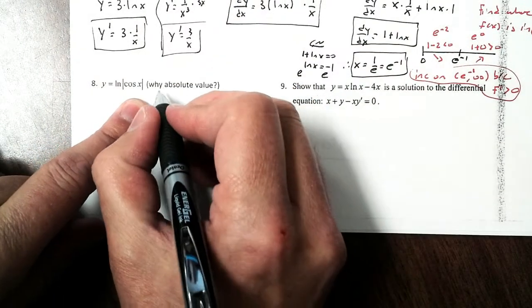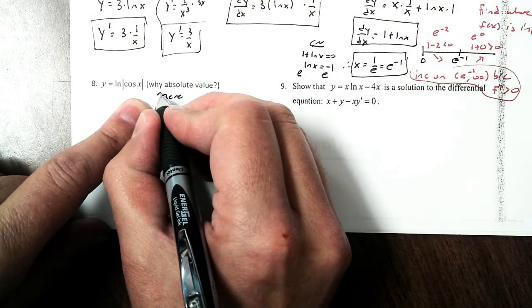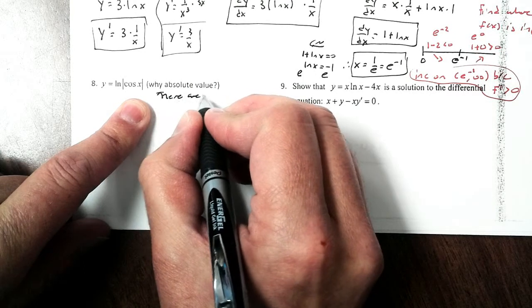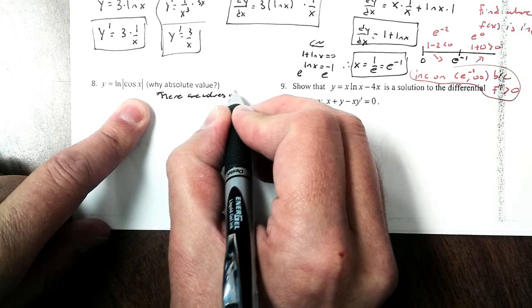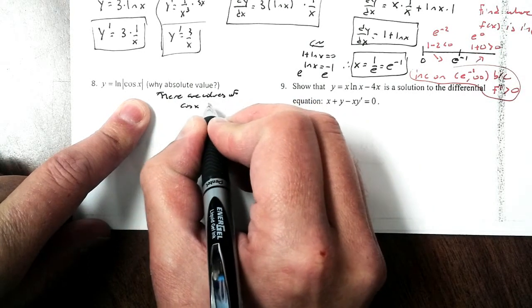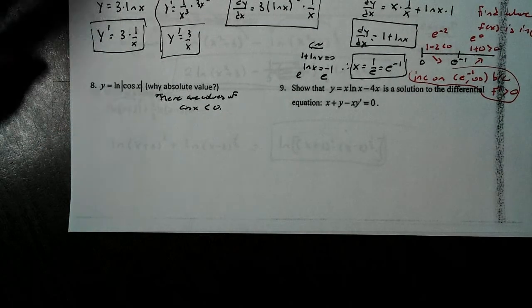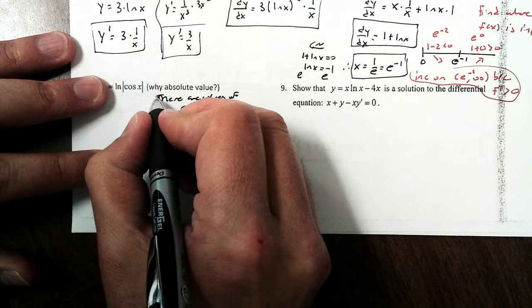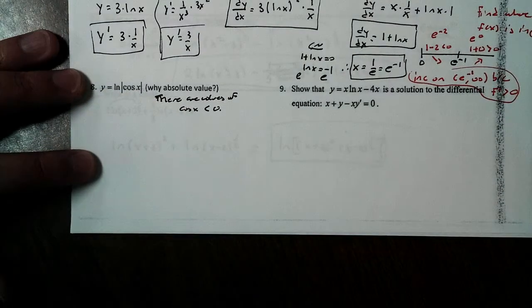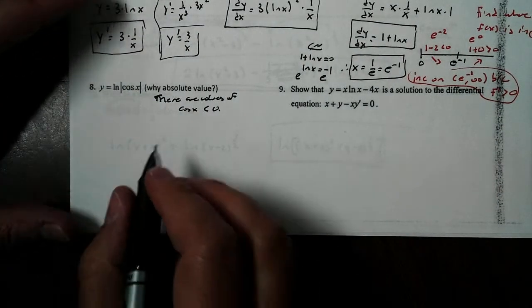Remember, there are values of cosine that are less than 0. So we have to make sure that they're positive, so we make it absolute value. Tomorrow we're going to start talking about the antiderivatives, and that becomes way more important for us. But now we're not too bad.